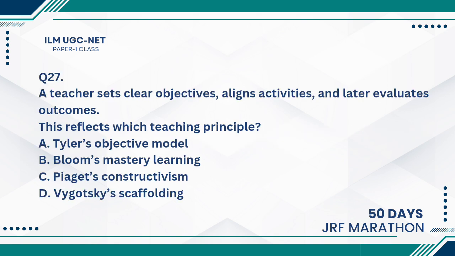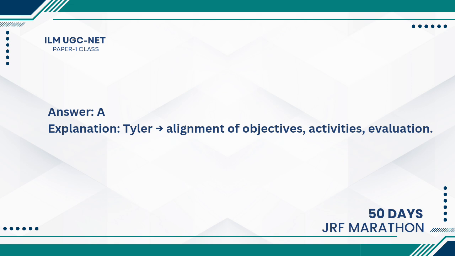Now, question number 27. A teacher sets clear objectives, aligns activities, and later evaluates outcomes. This reflects which teaching principle? Tyler's objective model, Bloom's mastery learning, Piaget's constructivism, then Vygotsky's scaffolding. So that will be Tyler's objective model, option A, because Tyler's objective model is the alignment of objectives, activities and evaluation by the teacher.